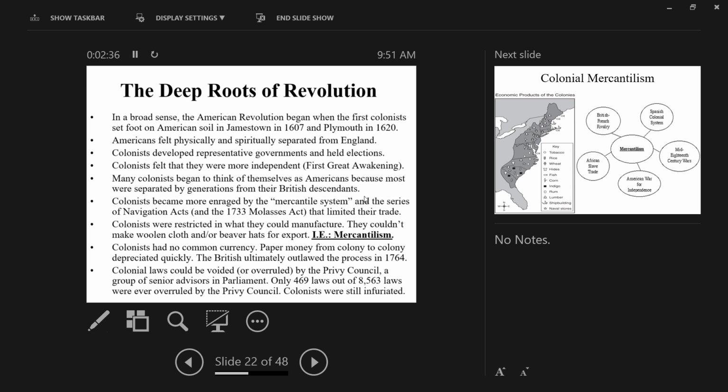Colonists felt that they were more independent. Remember, in the more recent sense, we talked about the Great Awakening and how that was a universal sort of spiritual moment that kind of united a lot of the colonists. We see the rise of new religious denominations, or at least Christian denominations. Many colonists began to think of themselves as Americans because most were separated by generations from the crown. Okay? Some of them separated as far as 5 generations. So they developed a different style of culture. You'd be surprised how fast they lost their British accents and developed American accents.